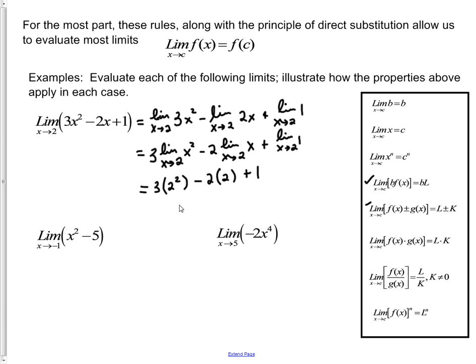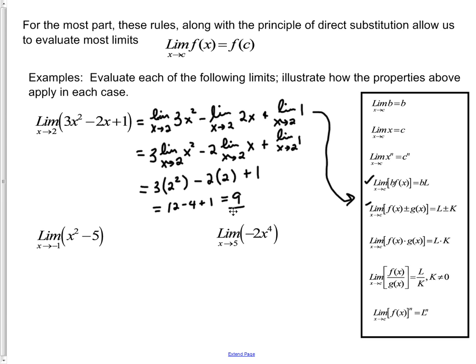And you can see that the effect is the same as if I had just substituted in 2 right from the get-go. And we're going to get 3 times 4, which is 12, minus 2 times 2, which is 4, plus 1, our result, is equal to 9. Not too bad. So, all of this work is not necessary, but we definitely want to know these particular rules anyways because we're going to use them later.